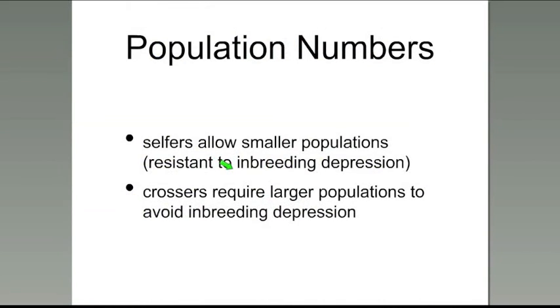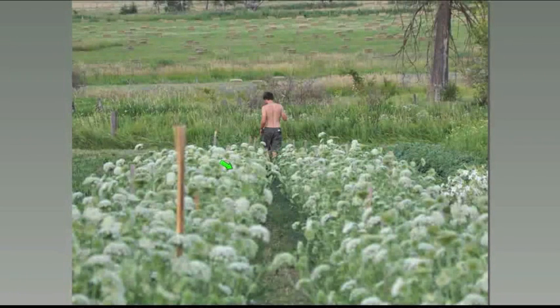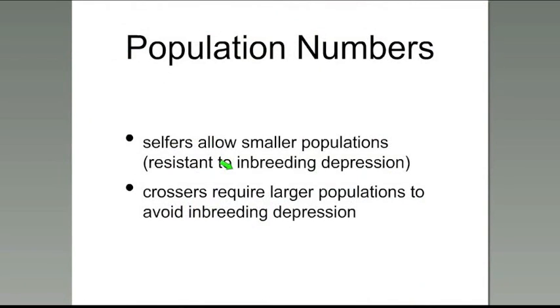Population numbers, again, are really important for maintaining great seed quality and good lines. Again, selfers are easier because you can use smaller populations and you still get great quality seed. The reason for that is that in self-pollinating plants, over hundreds of years or over millennia of adaptation, they have evolved to be resistant to inbreeding depression.